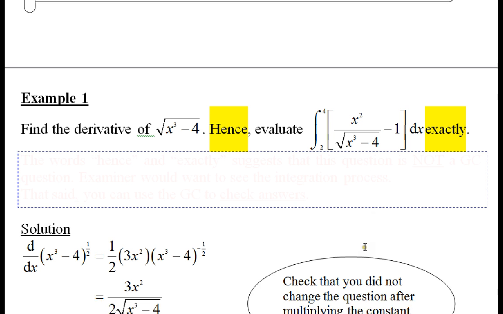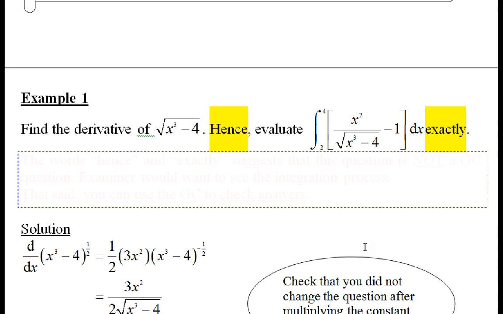Example 1. Look up. There are blanks here, that means something for you to copy, but let us understand the idea here. I highlighted the word hence. I highlighted the word exactly. Finding the derivative of this is all shown here, all printed for you. I assume you can do it quite easily. Let's look through the solution of differentiation. It is quite easy.